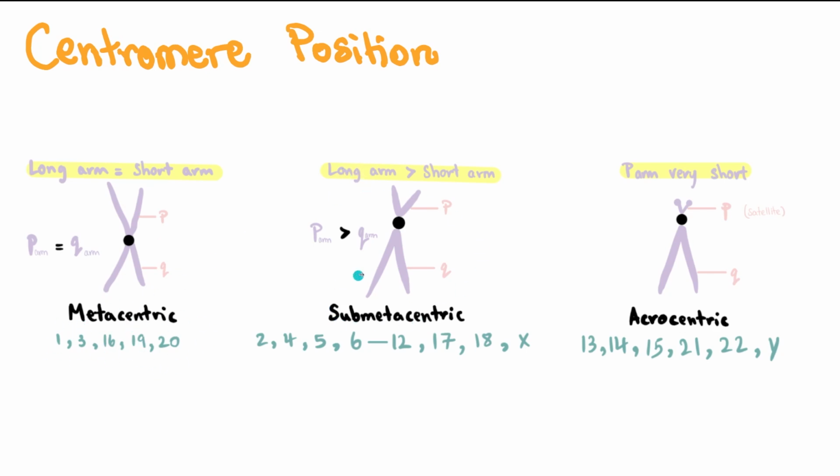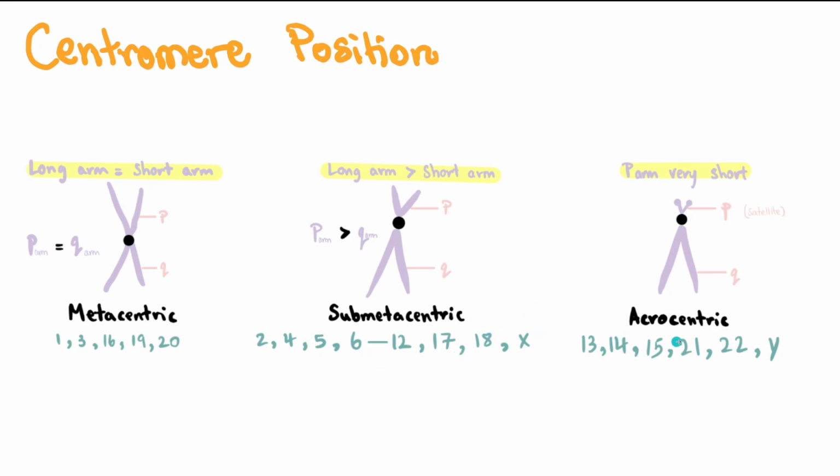You should know which chromosomes are metacentric. Now for the submetacentric chromosomes, we have an actual short arm in this case, so you can see the P arm is actually short, and the long arm is actually long. When the long arm is greater than the short P arm, we call this a submetacentric chromosome, which includes chromosomes 2, 4, 6 through 12, 17, 18, and your X chromosomes.